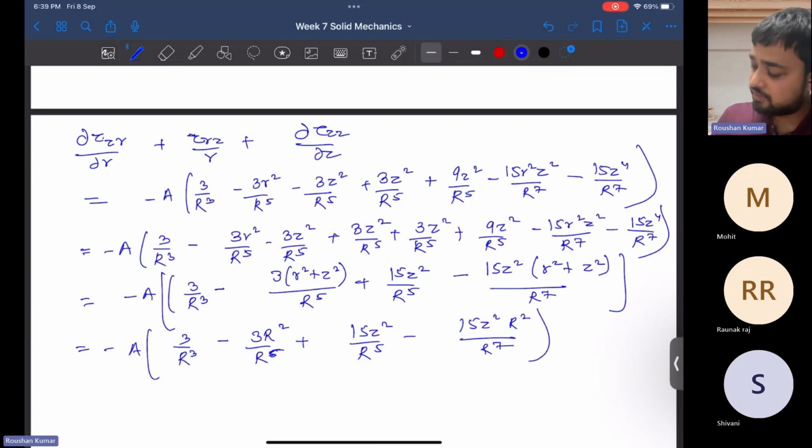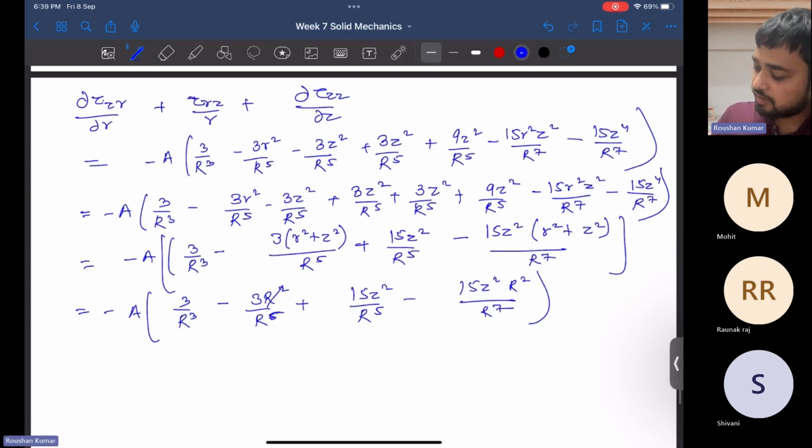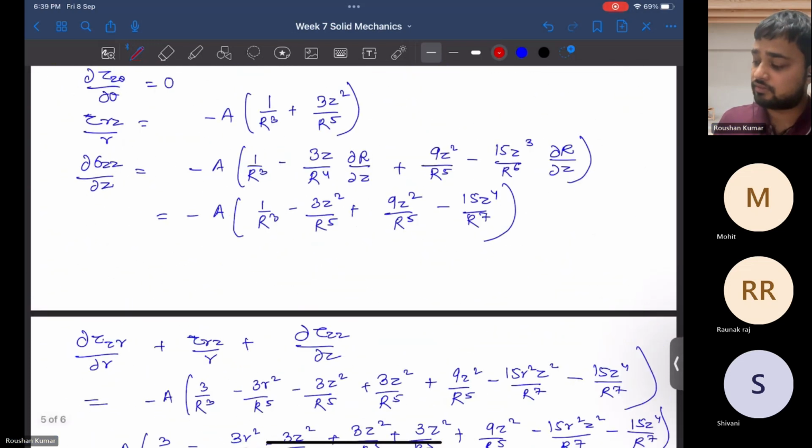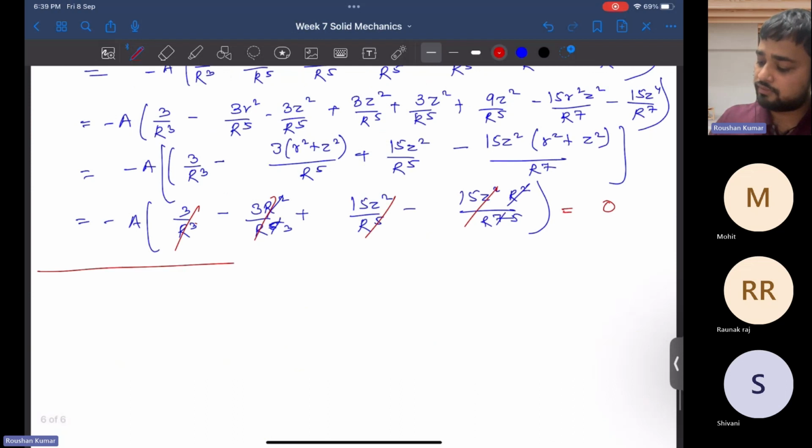Now if you see this, this becomes r cube and this will cancel out. Similarly, z square upon r to the power 5, this will become 5 and this will cancel out again. 15z square upon r to the power 5 minus 15z square upon r to the power 5. So ultimately the final answer is 0. So we have proved that it satisfies the equation of equilibrium in z direction. So this is problem number 1.